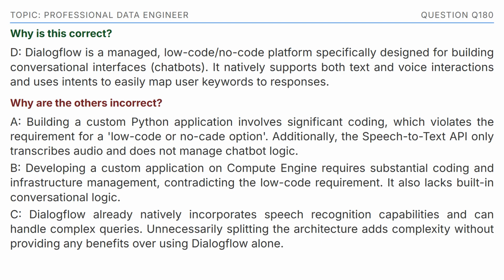Why are the others incorrect? A. Building a custom Python application involves significant coding, which violates the requirement for a low-code or no-code option. Additionally, the speech-to-text API only transcribes audio and does not manage chatbot logic. B. Developing a custom application on Compute Engine requires substantial coding and infrastructure management, contradicting the low-code requirement. It also lacks built-in conversational logic. C. Dialogflow already natively incorporates speech recognition capabilities and can handle complex queries. Unnecessarily splitting the architecture adds complexity without providing any benefits over using Dialogflow alone.